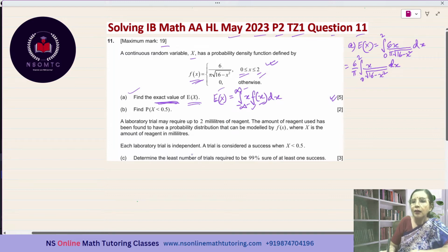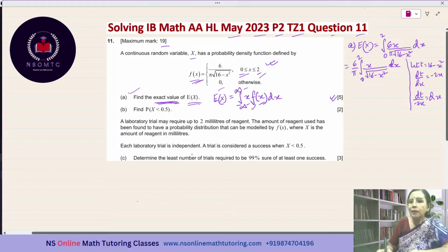Let me do the substitution part over here. So let t equal 16 minus x squared. So dt over dx will be equal to negative 2x, and therefore dt over negative 2x will be equal to dx.